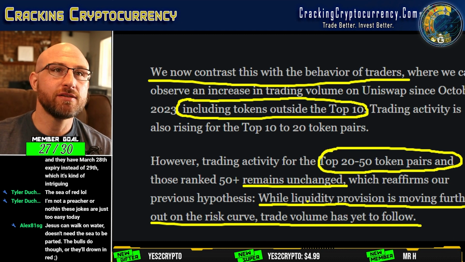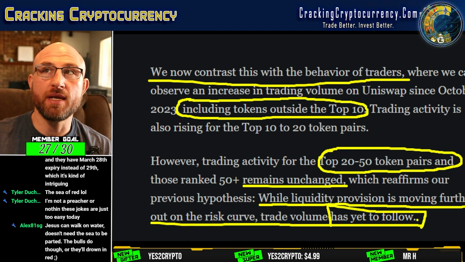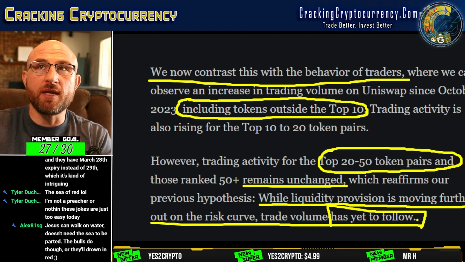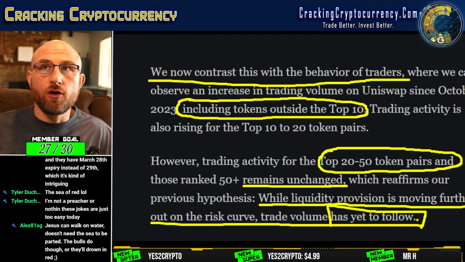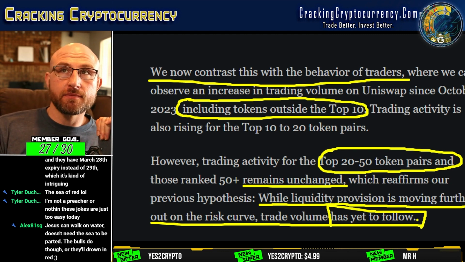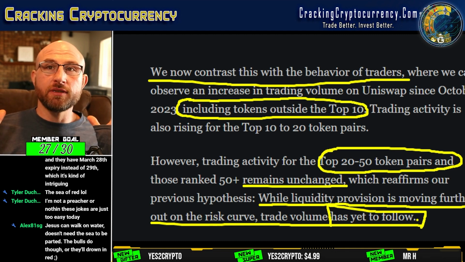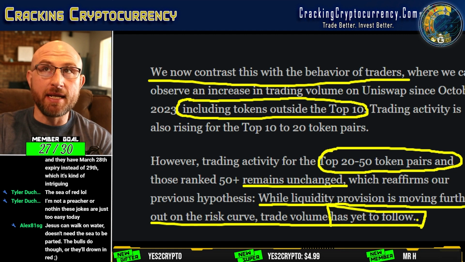Has yet to follow being the critical part. Will follow. All right. The liquidity profile is shaping up. For alt season, the altcoin season indicator is firing. The liquidity profile has started to flesh out, but traders have not yet committed.